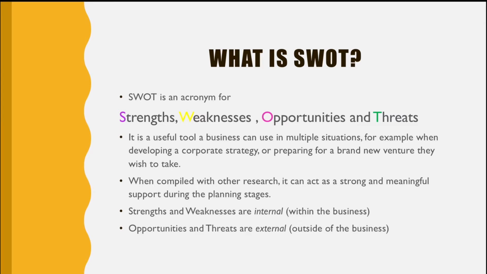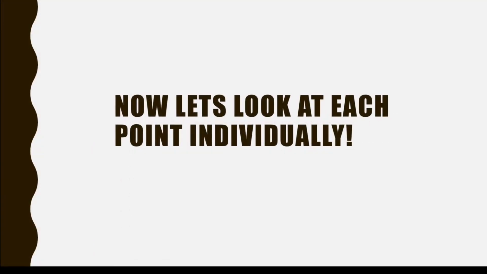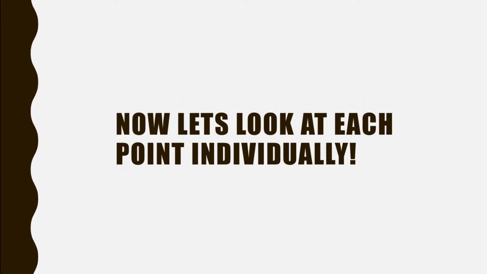planning stages. Strengths and weaknesses are internal, which means within the business, and opportunities and threats are external, which is what happens outside of the business. Let's look at each of them individually.